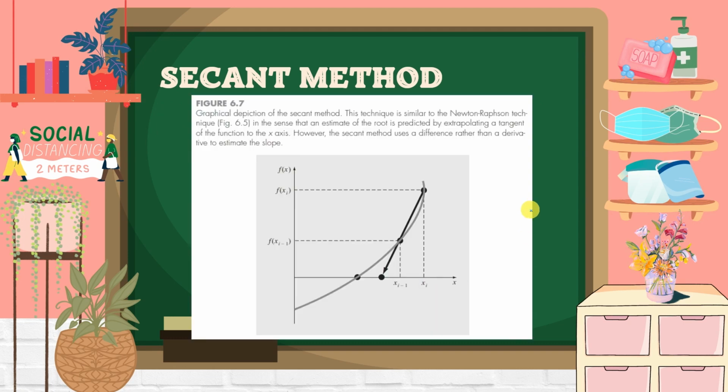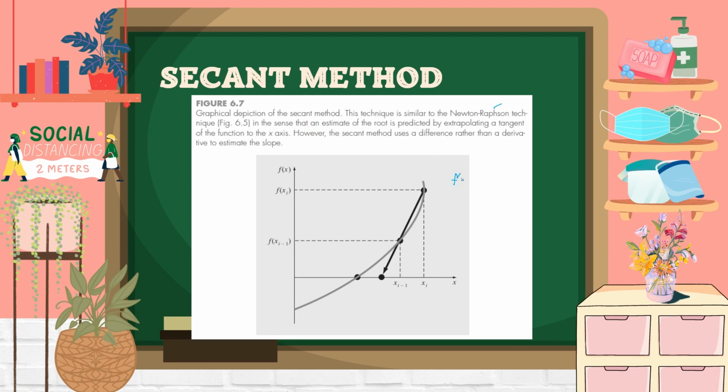So figure 6.7 is the graphical depiction of the second method. This technique is similar to the Newton-Raphson technique as shown in figure 6.5 in the sense that an estimate of the root is predicted by extrapolating a tangent of the function to the x-axis. However, the second method uses a difference rather than a derivative to estimate the slope. So this is simply applying or finding the slope.